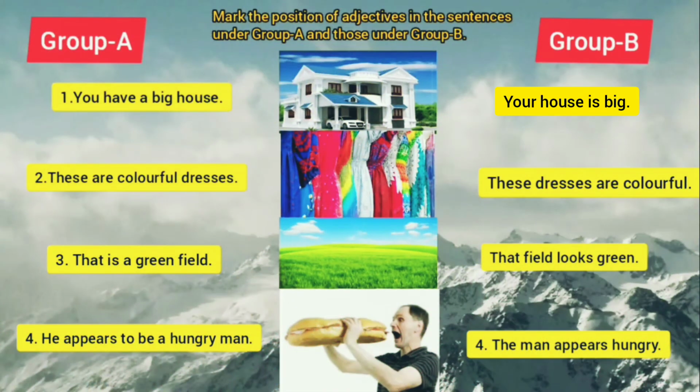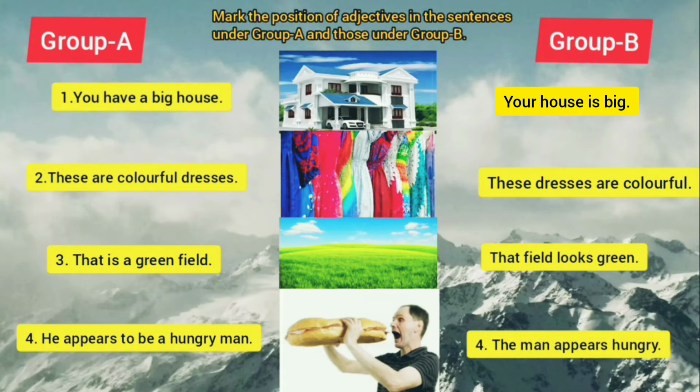Position of adjectives. Mark the position of adjectives in the sentences under Group A and those under Group B. You have a big house. Your house is big. These are colorful dresses. These dresses are colorful. That is a green field. That field looks green. He appears to be a hungry man. The man appears hungry.